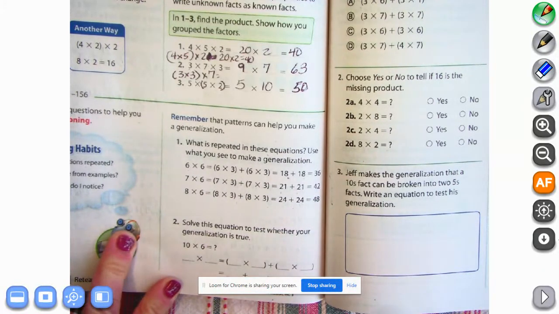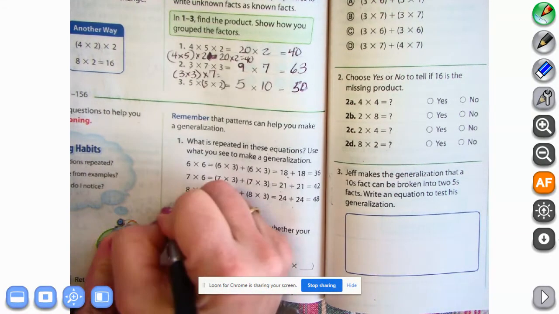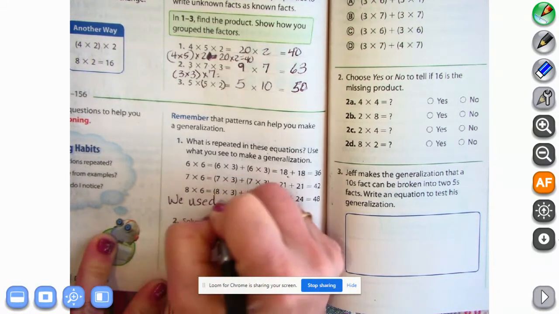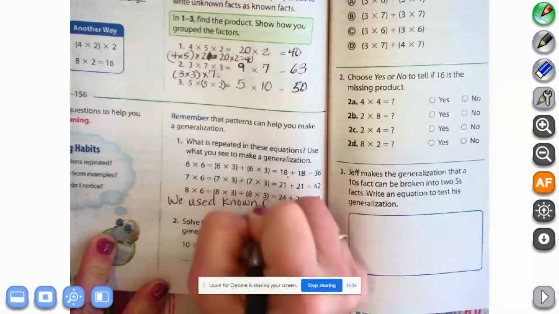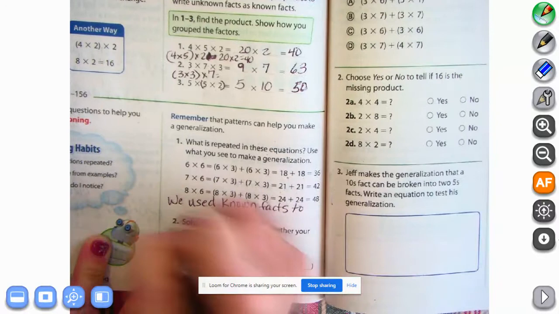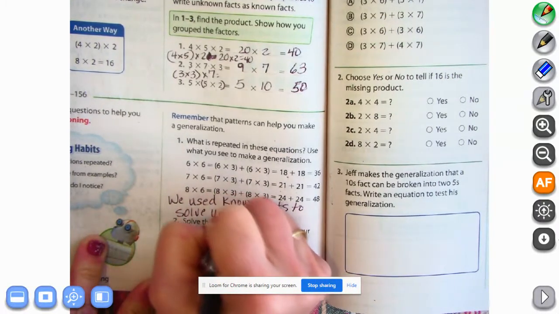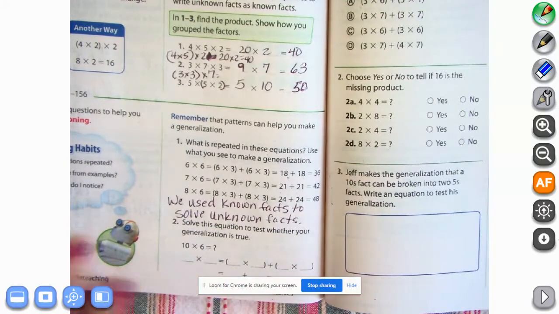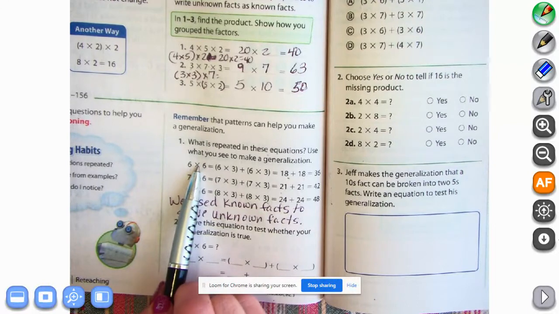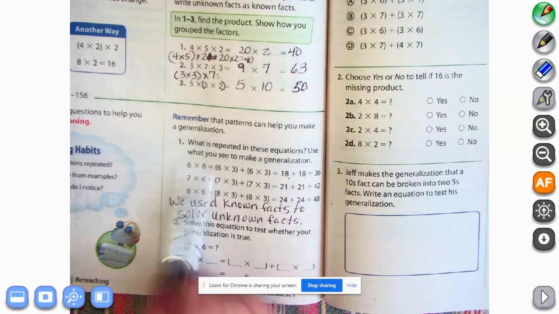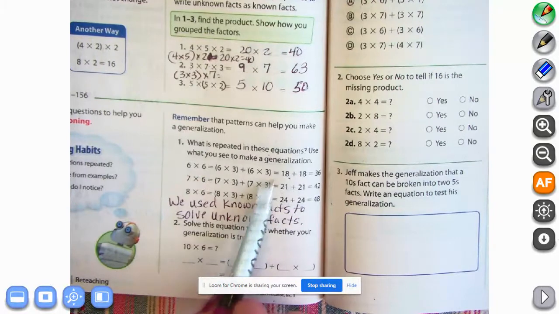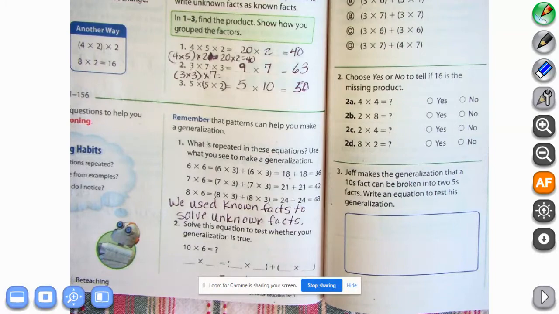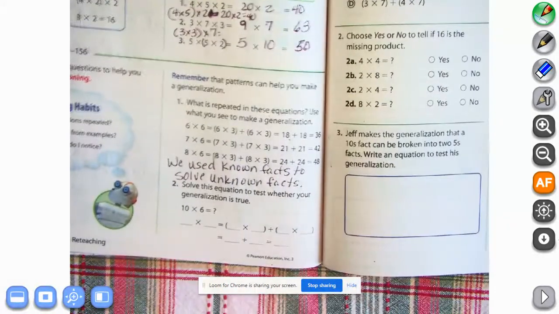What is repeated in these equations? All right. We used known facts to solve unknown facts. What that means is, we may already know this, but this could end up being a huge problem, and we may not know this. This is the unknown part, but what we do know is we know these known facts, smaller ones. Okay, go ahead and get that written down.